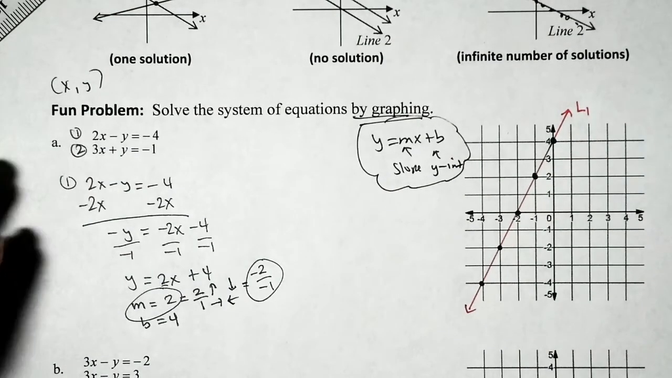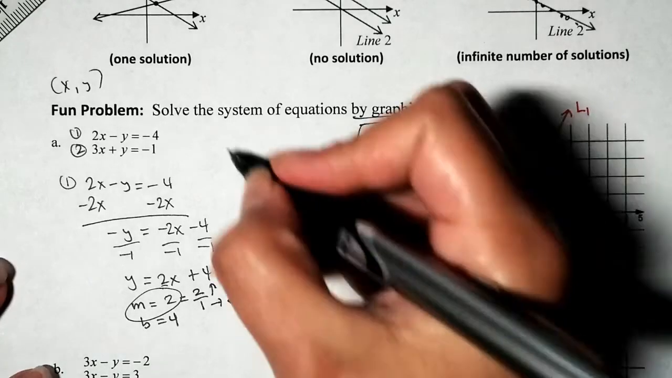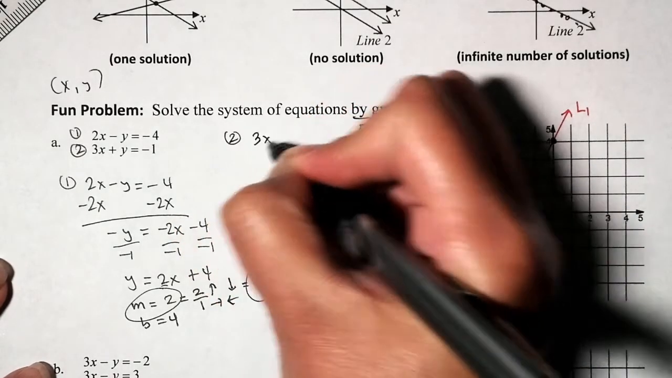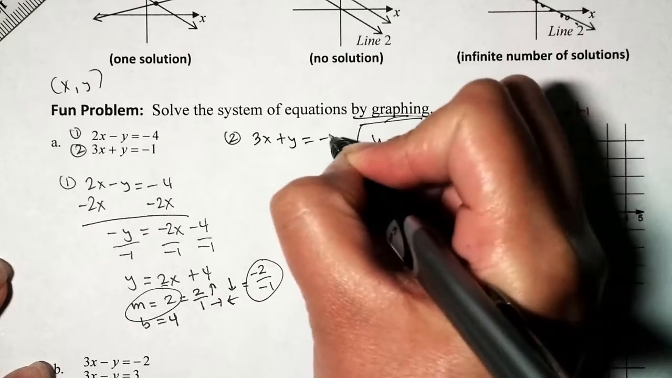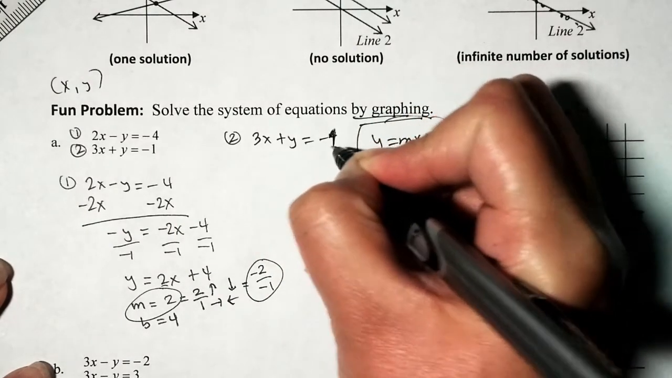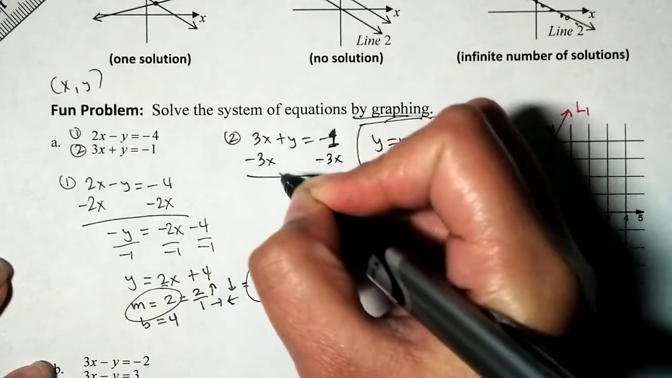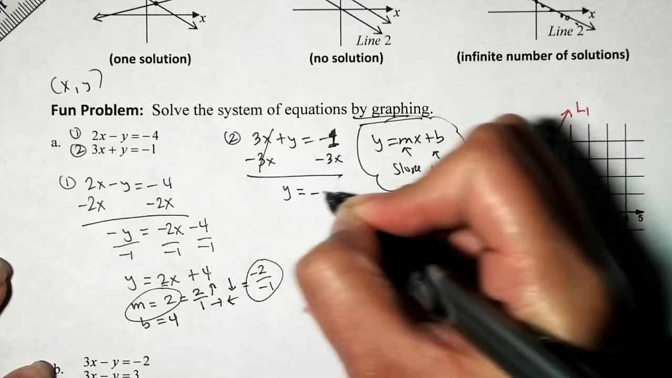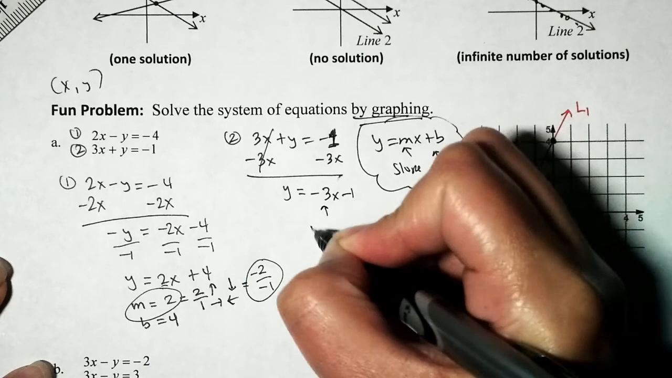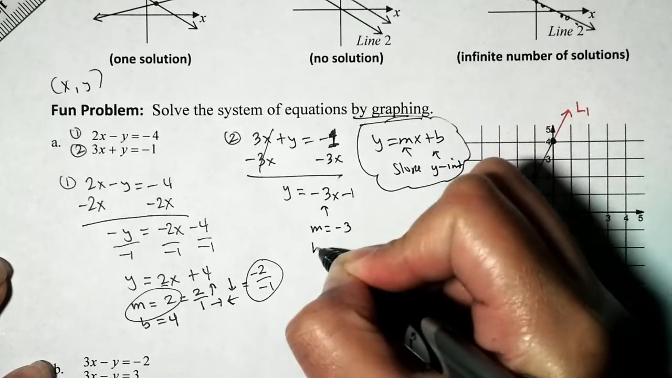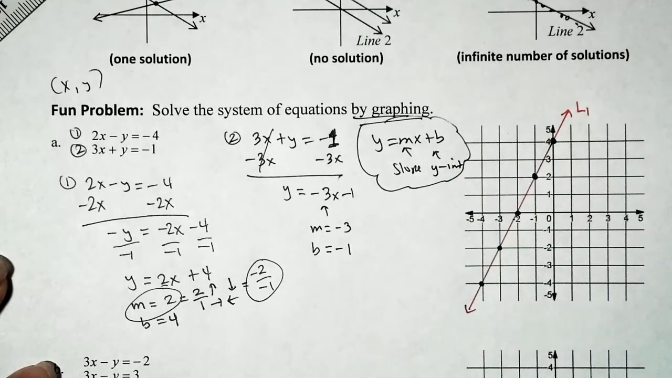Okay, so one equation down, one more to go. For the second equation, let's go ahead and write this in slope intercept form. So you take your time, you isolate the y term, and when you do, that will leave you with y equals negative 3x minus 1. The slope is negative 3, the y-intercept is at negative 1, so let's do this.